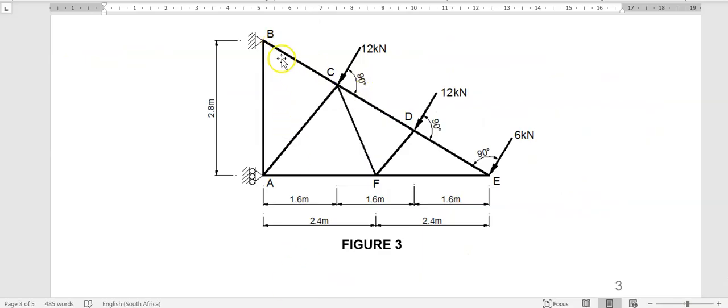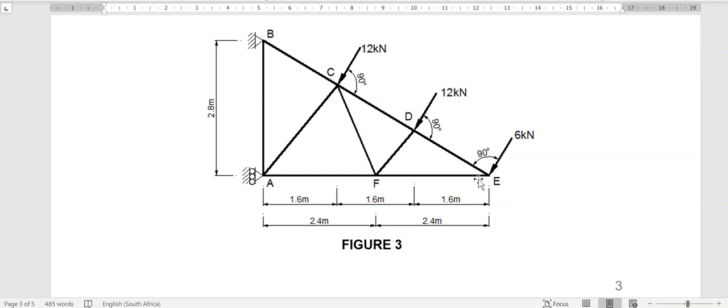I've completed members BC, BA, AC and AF. I can now go to that one there, can I? Yes, because CD and AF are now unknown, so I can go there. When I'm done there, I can go there and then end up at E. Okay, but people, that's all I'm going to do for this truss, because you know what to do. You just repeat the process.